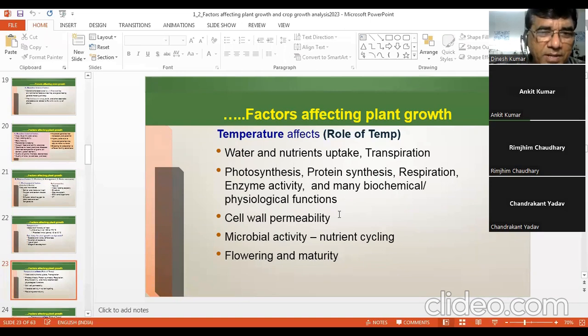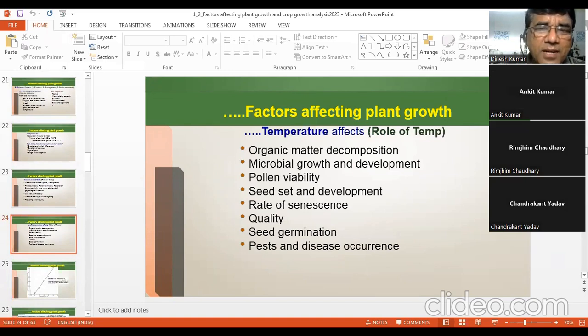Cell wall permeability is very important. Normally at lower temperatures, the cell wall permeability is reduced. Similarly, at too high a temperature, cell wall permeability will be affected. Then microbial activity within the soil, which makes nutrients available for the plant. And of course, flowering and maturity. So all these are affected by temperature. I hope it is clear to you.